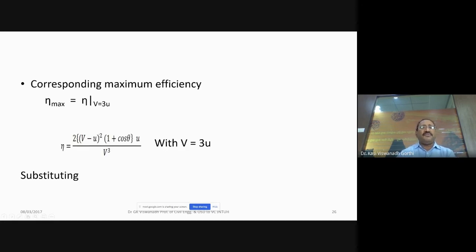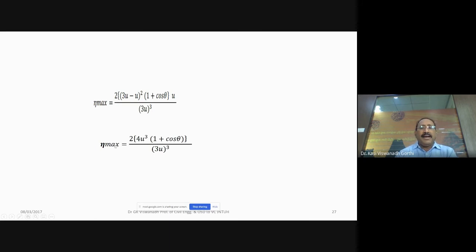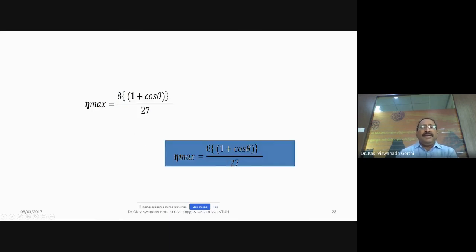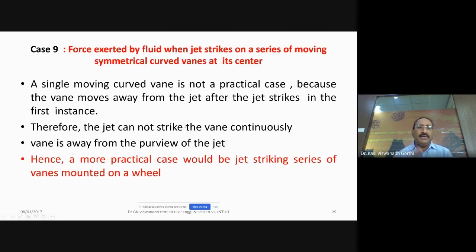The corresponding maximum efficiency, taking V is equal to 3u and substituting in this equation, you will be getting the maximum efficiency being equal to 8 by 27 into 1 plus cos theta. This is the maximum efficiency. However, this maximum efficiency depends on the value of theta. Further, since you are taking a single moving curved vane, it may not be of a very practical use. So, quite naturally, we'd like to move towards a practical case.